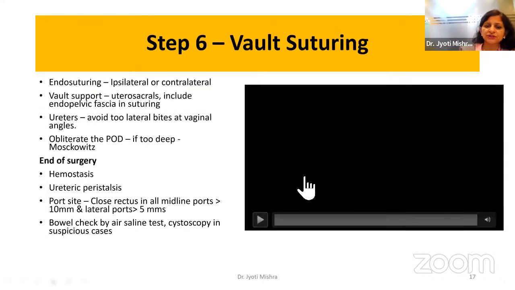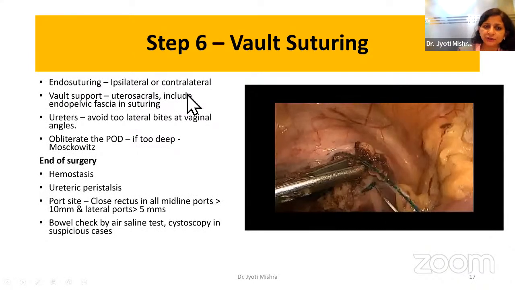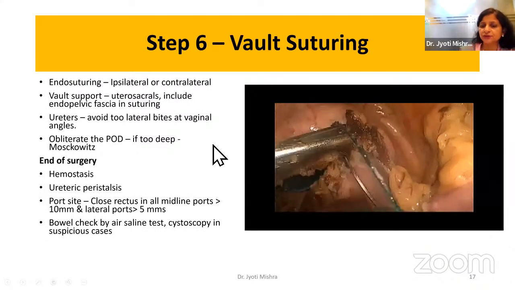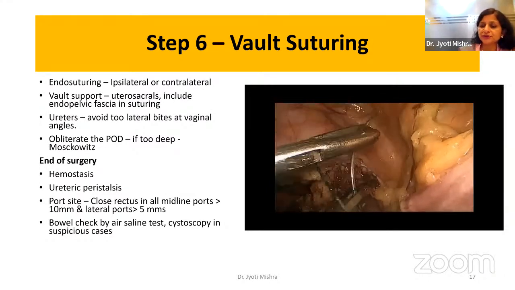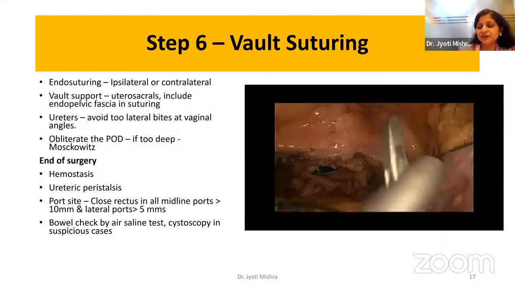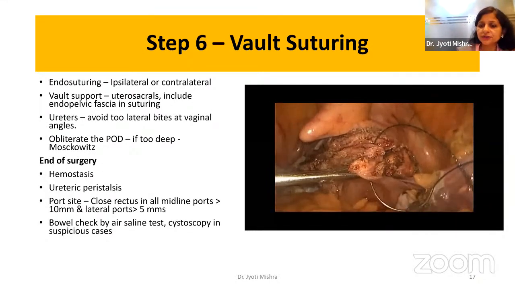Step 6 is wall suturing. So suturing can be ipsilateral or contralateral. What material you want to use, it is your choice. We have so many materials nowadays. This is a barbed suture being shown. So usually trainees are very happy that with barbed suture, I don't have to tie the knot. Tying a knot is not the only excuse.